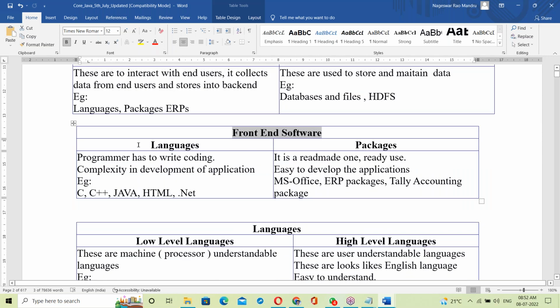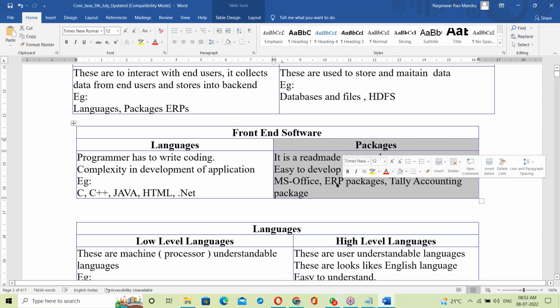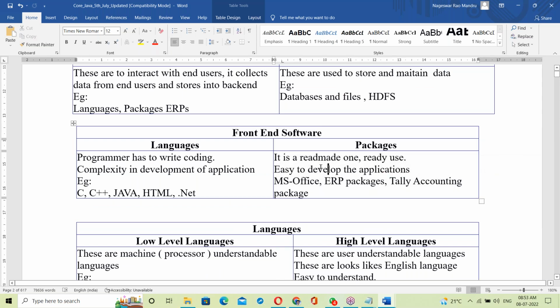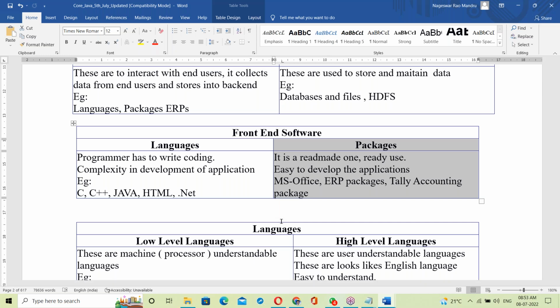In front end, there are languages and packages. So what is a package? A package is ready-made, ready to use, without writing any coding. In a package, coding is not necessary. It's ready-made, ready to use.